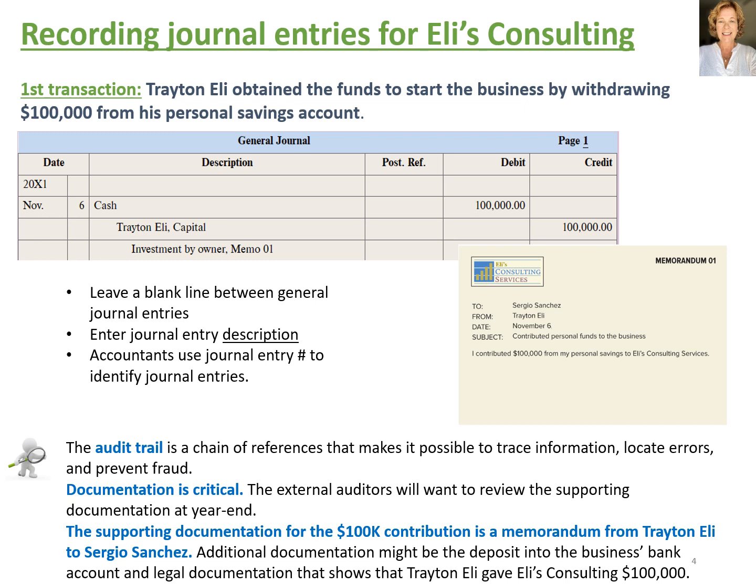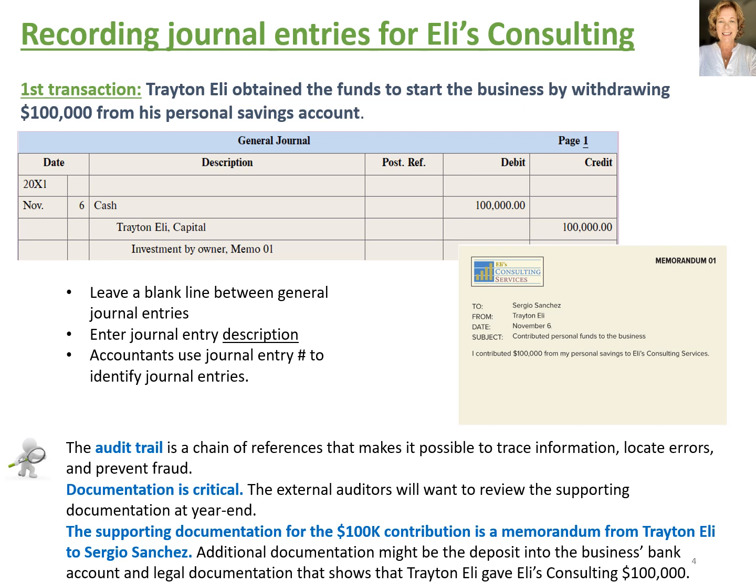When possible, the journal entry description should refer to the source of the information. For example, the journal entry to record payment should include the check number in the description. Accountants use journal entry numbers to identify journal entries. Document numbers are part of the audit trail.